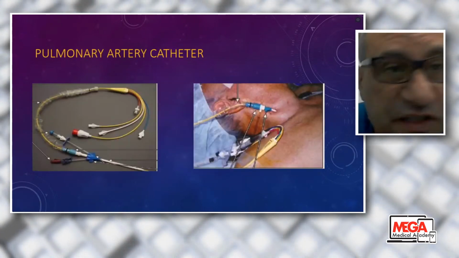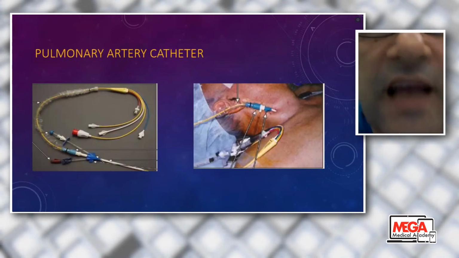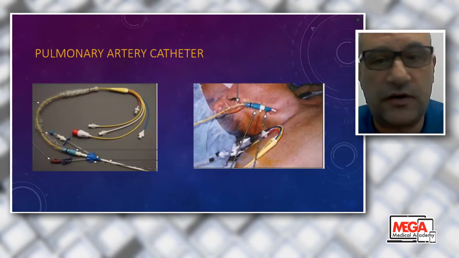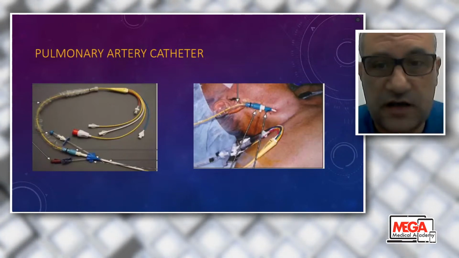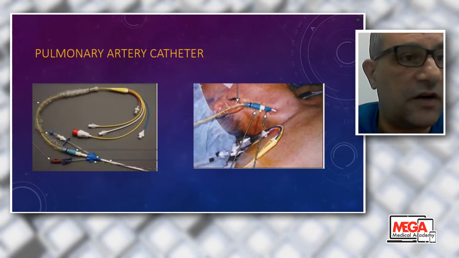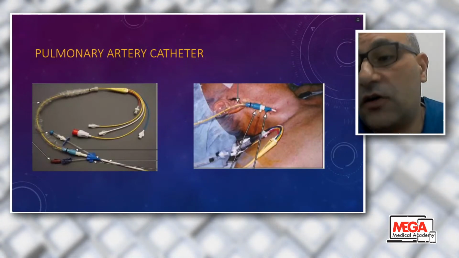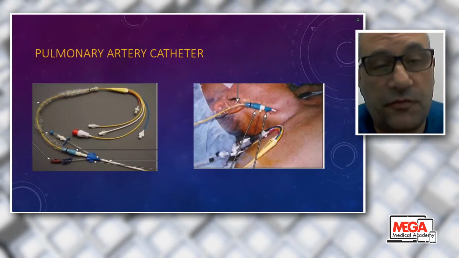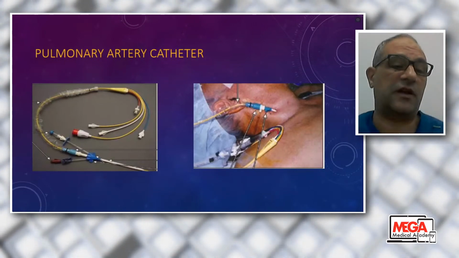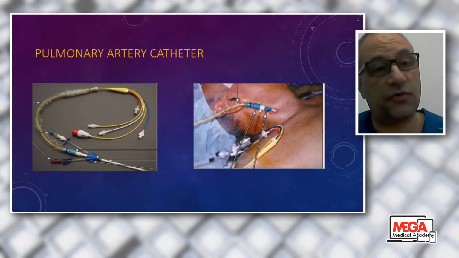So echo is rich, and echo is our first line now, and the transthoracic, if applicable, is very nice. If you cannot have a good image, you can use a transesophageal echocardiography, and transesophageal echocardiography can give you a lot of information. So this is our first line for hemodynamic, advanced hemodynamic monitoring.